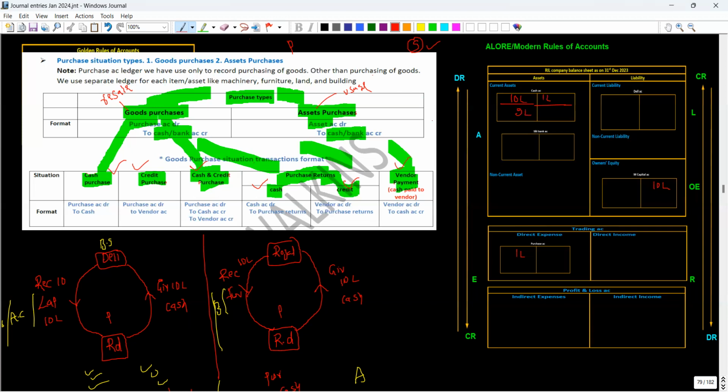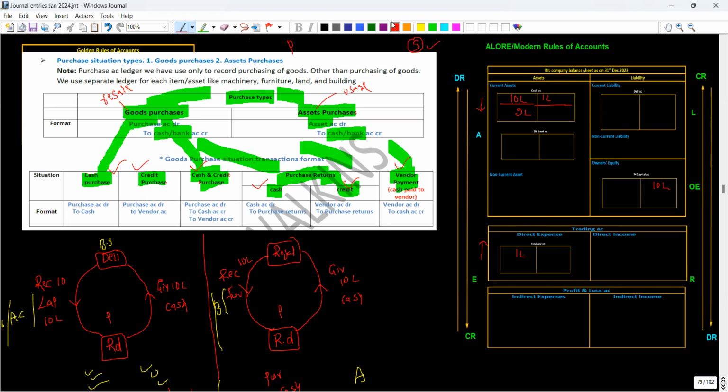That means in goods purchases, what is happening? In goods purchases, in the trading account, the business's direct expense is going to increase and cash is going to decrease. So in goods purchases, what effect do we have in the financial statement? The company's direct expenses will increase and cash will decrease.